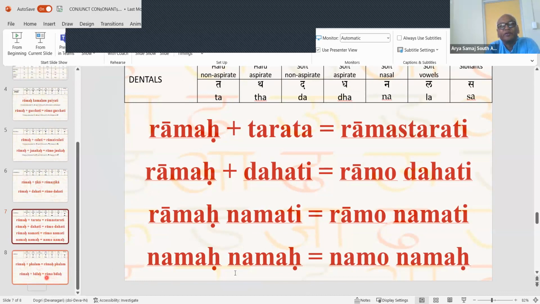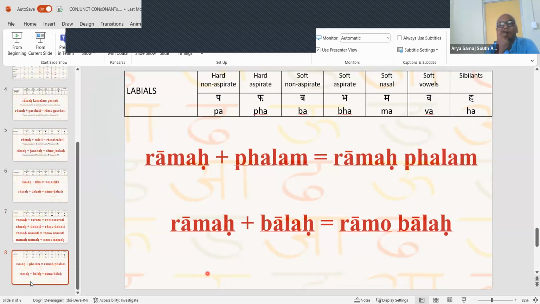All right. So now we're left with the pa, pha, ba, bha. And if you remember, I told you earlier, Ramaha plus phalam, it does not change. Ramaha phalam khadati, he eats the fruit, right? But when the visarga is followed by pa or pha, it remains unchanged. Again, I'm reminding you that even if it remains unchanged, there's a rule. If it changes, there's a rule why it changes. If it doesn't change, there's a rule why it didn't change.